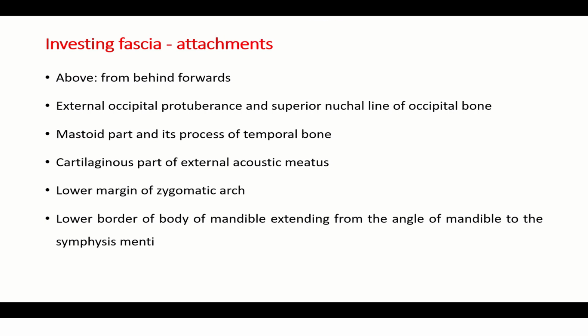If you see the attachments above, let us start from behind and trace it forwards. Superiorly, let us start from the external occipital protuberance. It has an attachment at the external occipital protuberance, then along the superior nuchal line of the occipital bone, then the mastoid part and process of the temporal bone, then the cartilaginous part of the external acoustic meatus, then the lower margin of the zygomatic arch and the lower border of the body of the mandible, extending from the angle of the mandible to the symphysis menti. So this is the attachment above. We start from the external occipital protuberance and trace up to the symphysis menti.